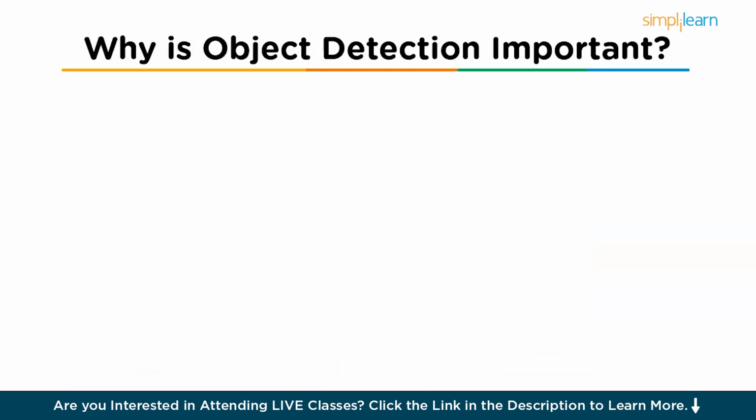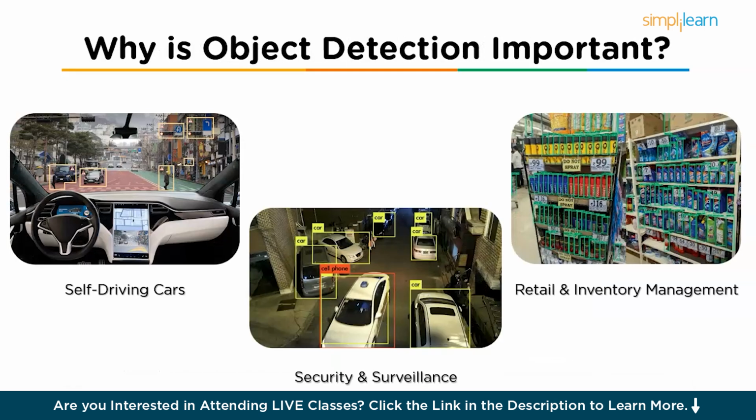So why is object detection important? Object detection is one of the most widely used AI technologies today, and here's why it matters. It is used in self-driving cars, where it detects pedestrians, traffic signs, and other vehicles to make real-time driving decisions. And then it is used in security and surveillance, where it identifies suspicious activity in CCTV footage, for example detecting a person carrying a weapon, etc.